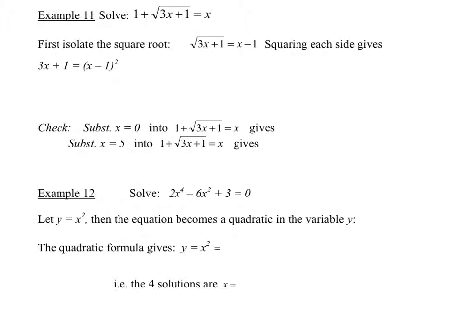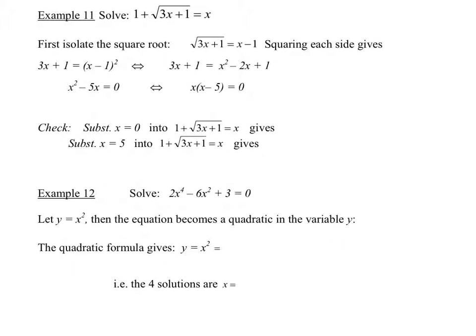So if you have a look at that, this part here has been squared to get 3x plus 1. The x minus 1 has been squared to get this thing here. If we now expand the x minus 1 squared, that gives us x squared minus 2x plus 1. We can simplify that by moving the 3x plus 1 over to the other side. When we simplify, we get x squared minus 5x equals 0. We can factorize that. The x squared minus 5x becomes x times x minus 5 equals 0.